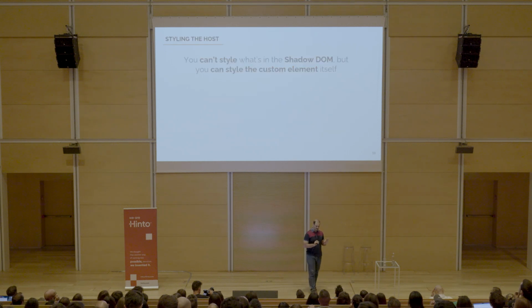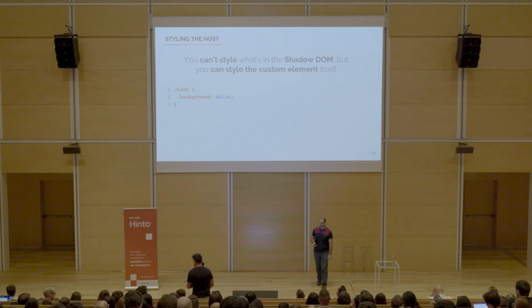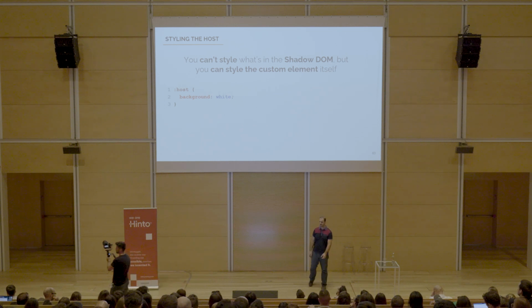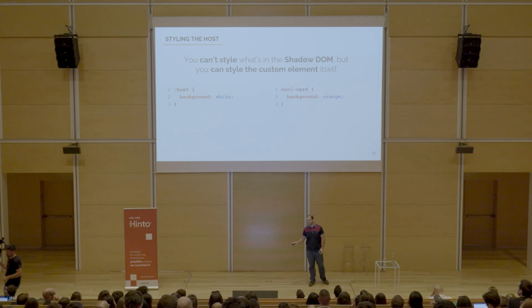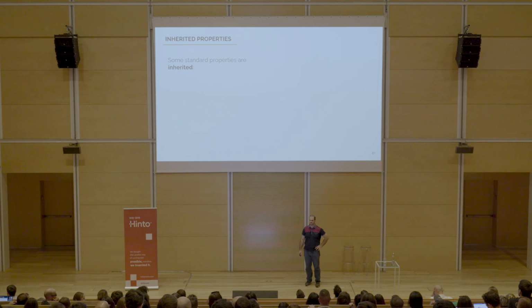You can't style directly what's inside the shadow tree, but you can style the host, the web component itself. With the host selector, you can define a default style, like that. You have a white background, but you can override that with an external style sheet, and you have an orange background if you want, for some reason.